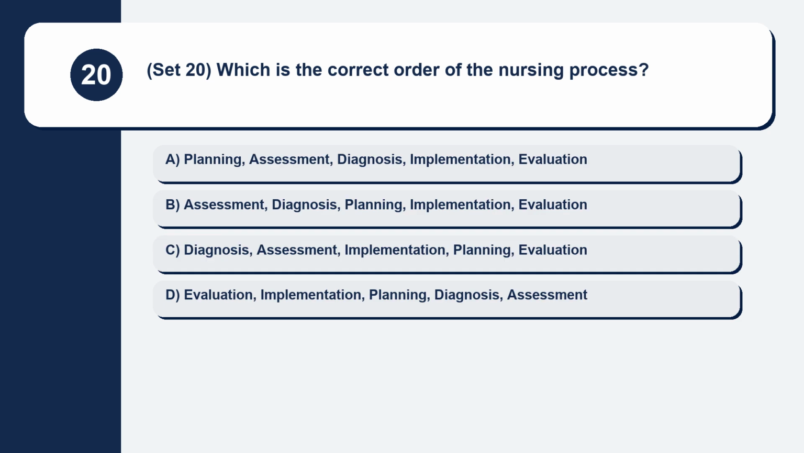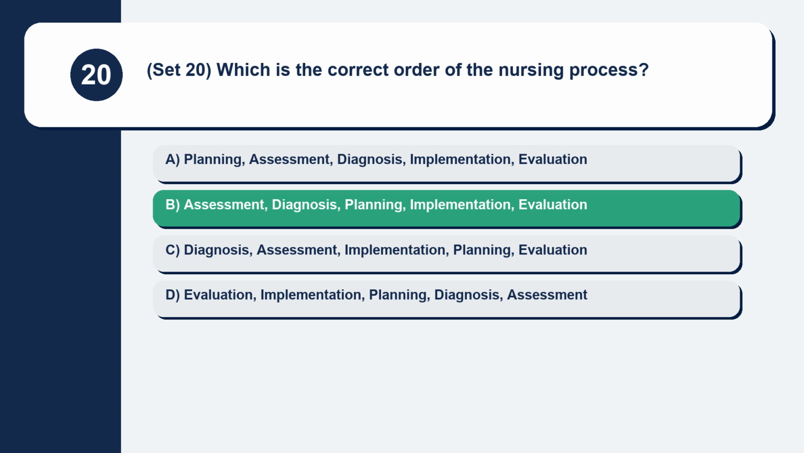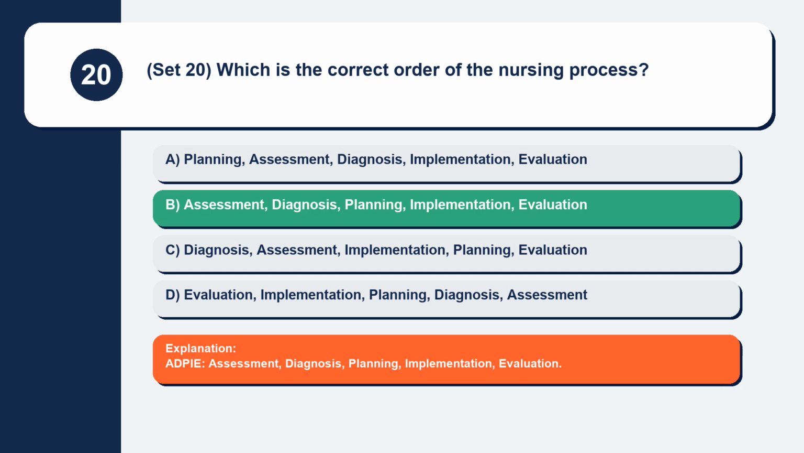Question 20. Set 20. Which is the correct order of the nursing process? Planning, assessment, diagnosis, implementation, evaluation. Assessment, diagnosis, planning, implementation, evaluation. Diagnosis, assessment, implementation, planning, evaluation. Evaluation, implementation, planning, diagnosis, assessment. ADPIE: assessment, diagnosis, planning, implementation, evaluation.